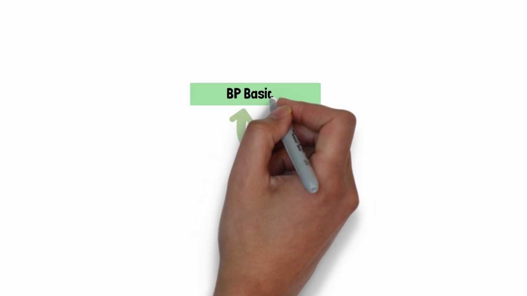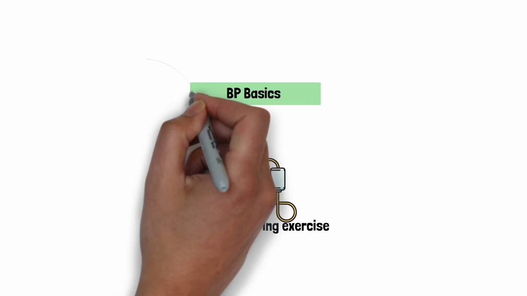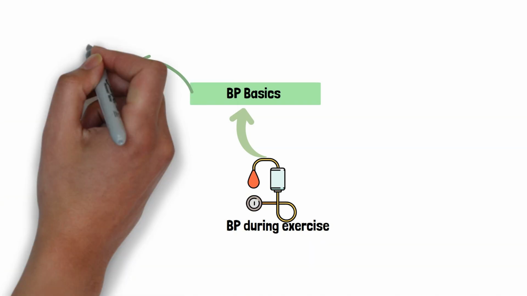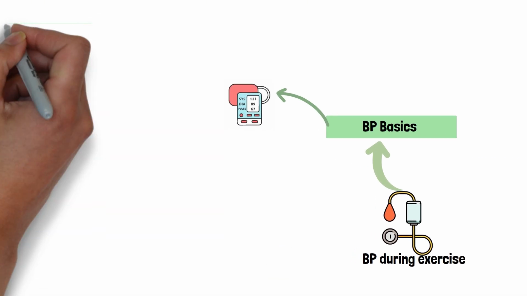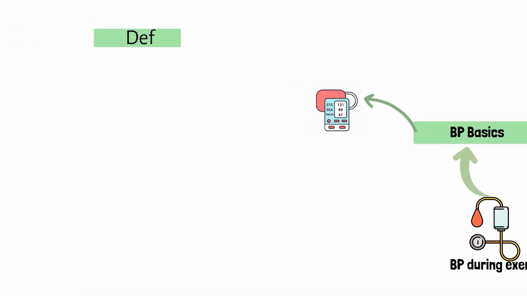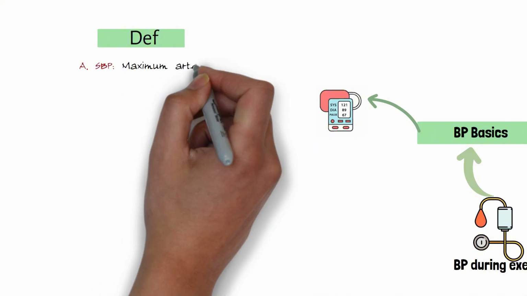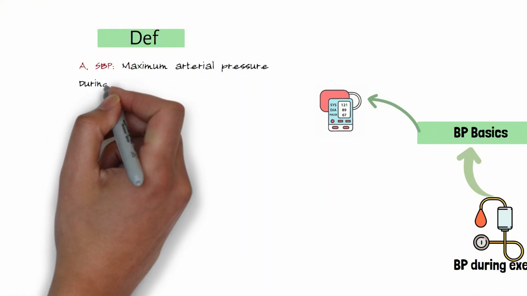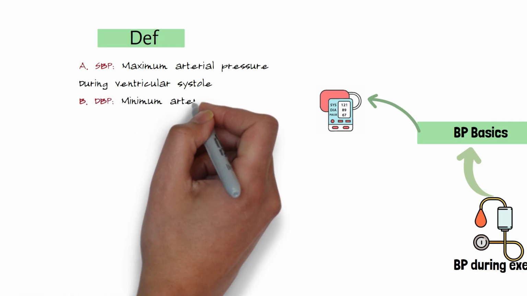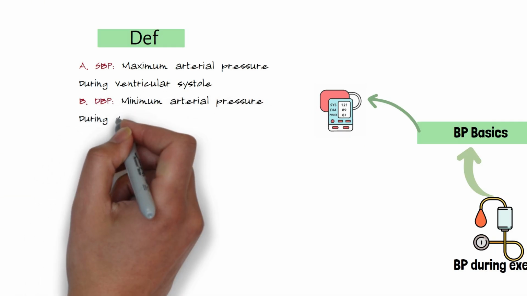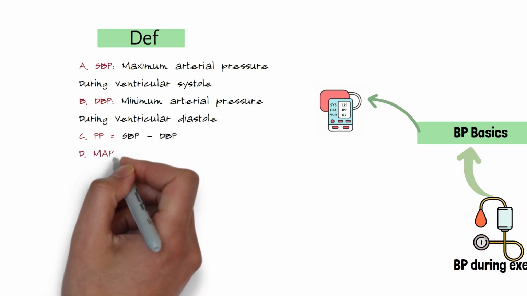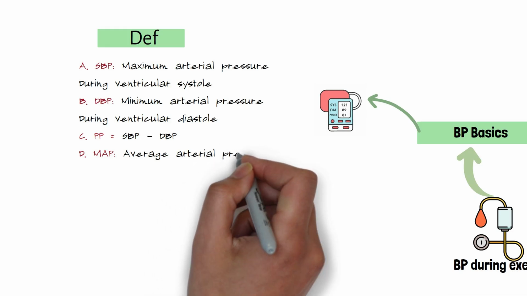The blood pressure basics. Here we are talking about four important terms. The systolic blood pressure, the maximum pressure inside the artery during the systole, when the heart contracts and pumps the blood to the circulation. The second one is the diastolic blood pressure, which is the lowest pressure during the ventricular diastole, when the heart is relaxed and filled with blood. The pulse pressure is the systolic minus the diastolic.